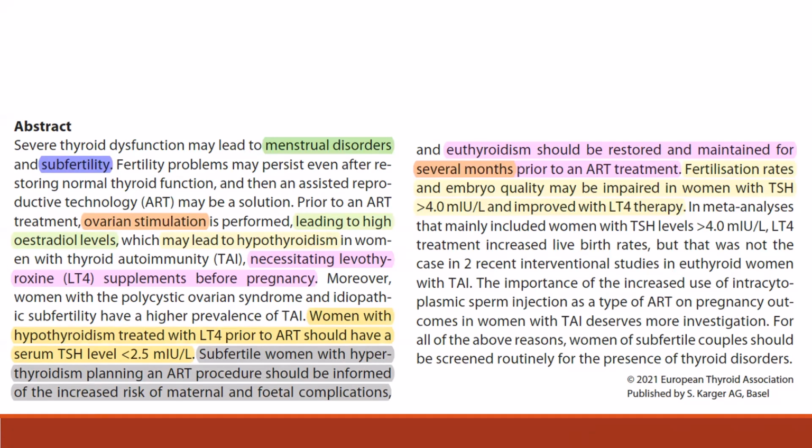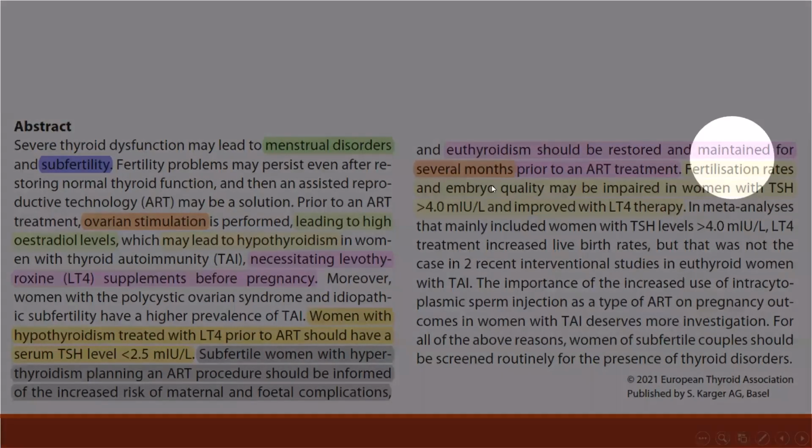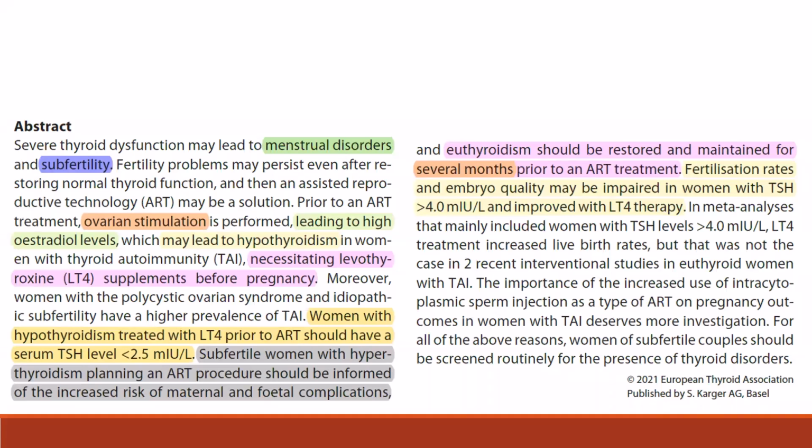A subfertile woman with hypothyroidism planning an ART procedure should be informed of the increased risk of maternal and fetal complications. So, euthyroidism should be restored and maintained for several months prior to ART treatment. And this actually is very important in clinical practice. Fertilization rate and embryo quality may be impaired in women with TSH more than 4 and improved with levothyroxine therapy.